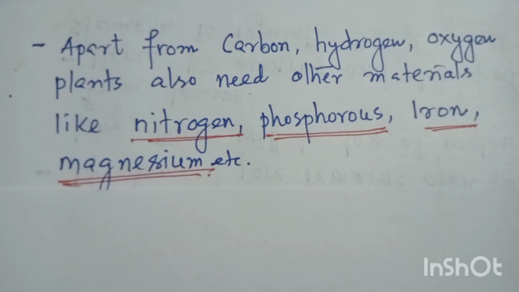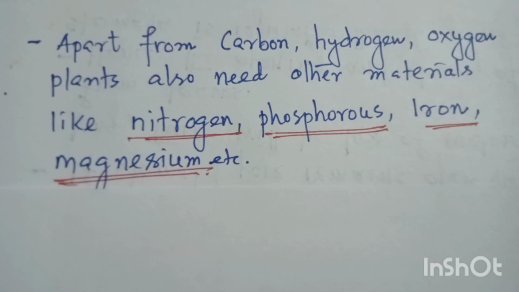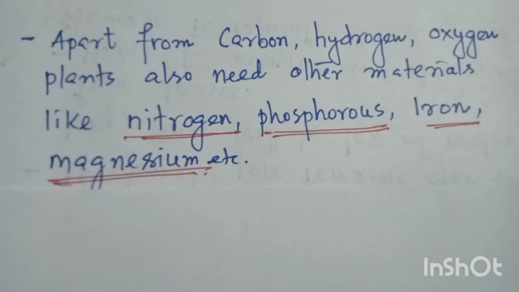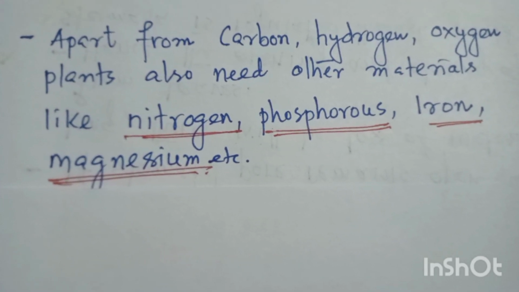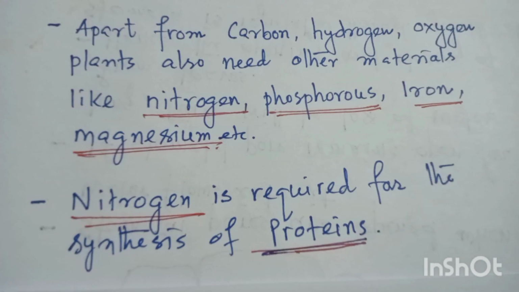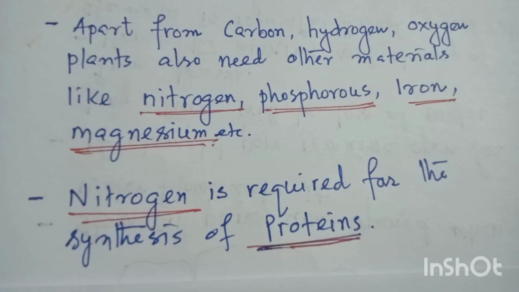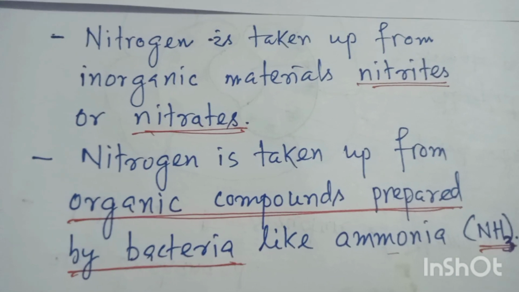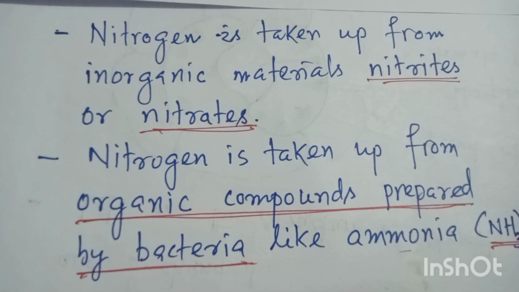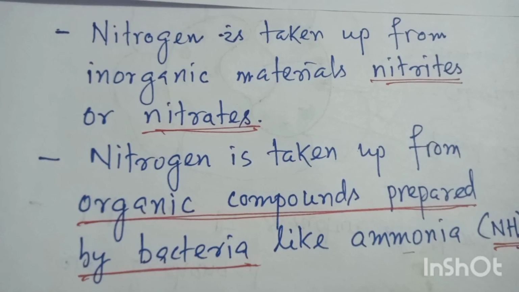Apart from carbon, hydrogen, oxygen, plants also need other materials like nitrogen, phosphorus, iron and magnesium. These materials are absorbed from the soil by the plants. Nitrogen is essential for the synthesis of proteins. Nitrogen is taken up from the soil in the form of inorganic materials like nitrites and nitrates.